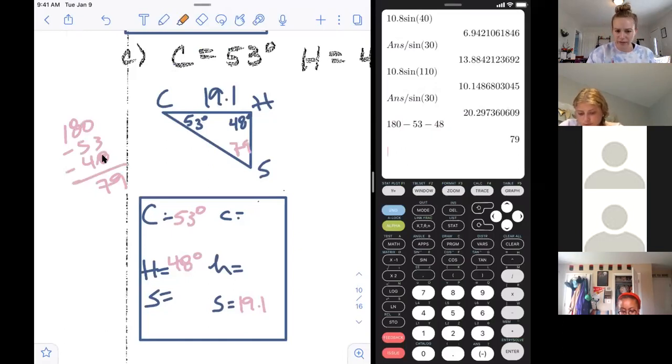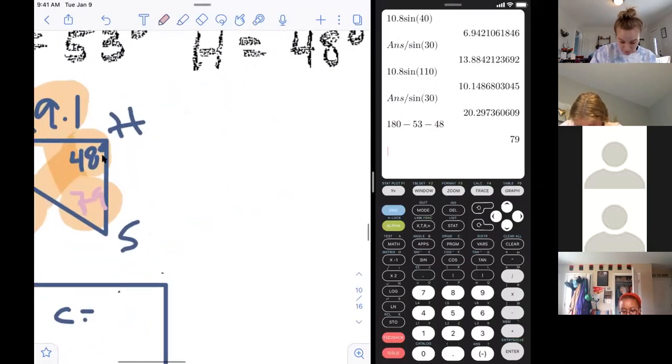And again, I don't know if I just thought this or if I said it out loud. If you're tempted to use Pythagorean theorem, remember that doesn't work because it's not a right triangle. So all of these are non-right triangles, which is why we're doing law of sines so many times. So I'm going to do sine of 79 over 19.1, and then either angle is fine. I'll start with sine of 48 over little h.